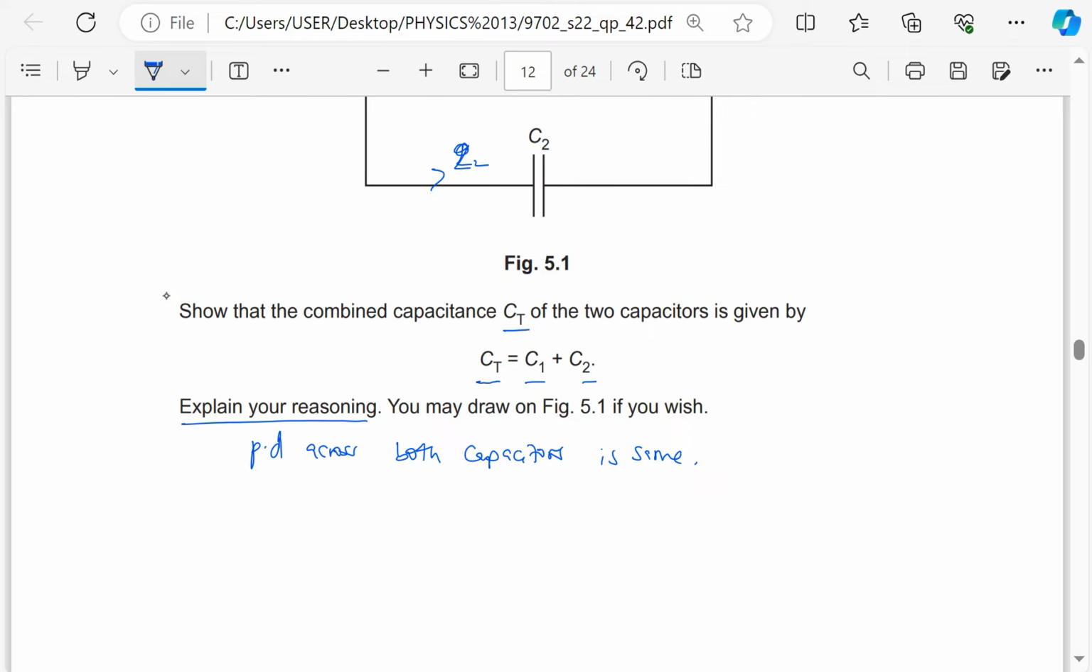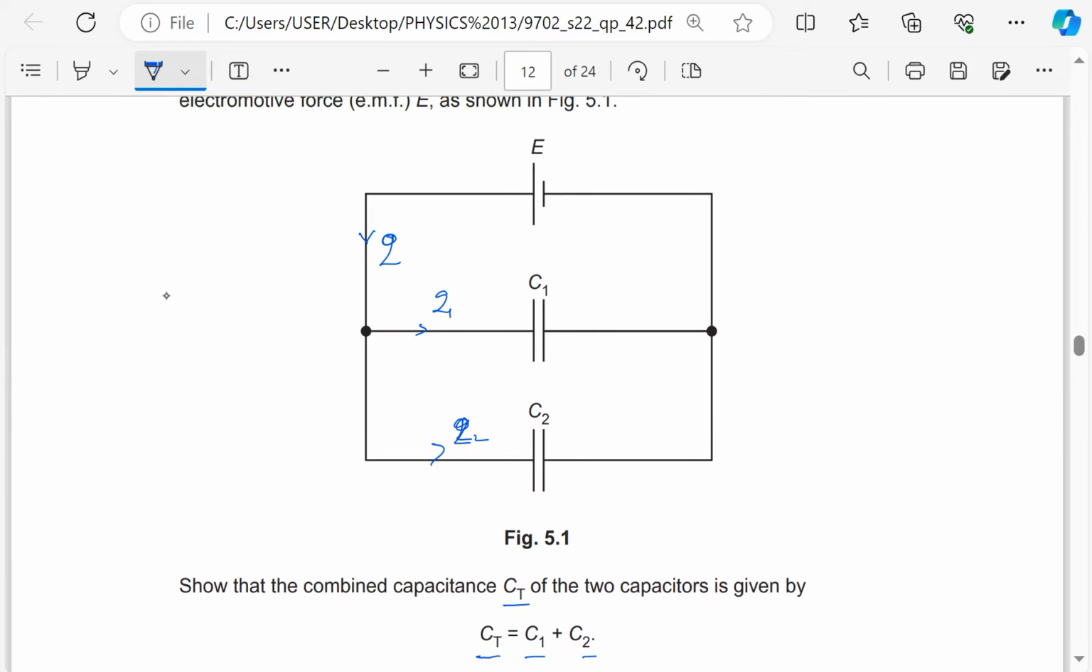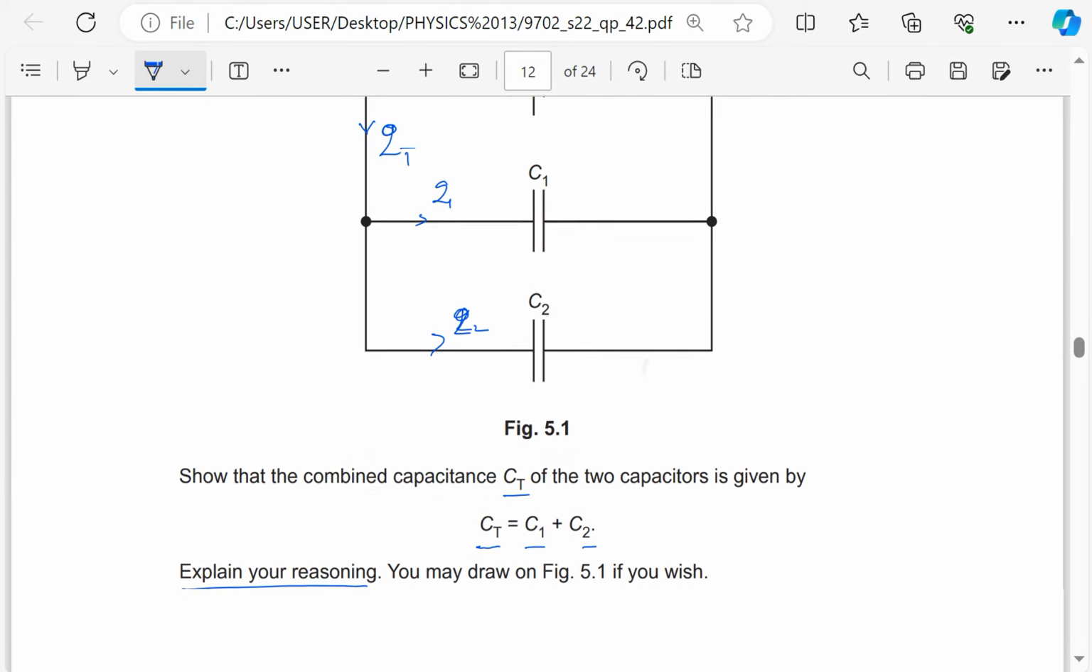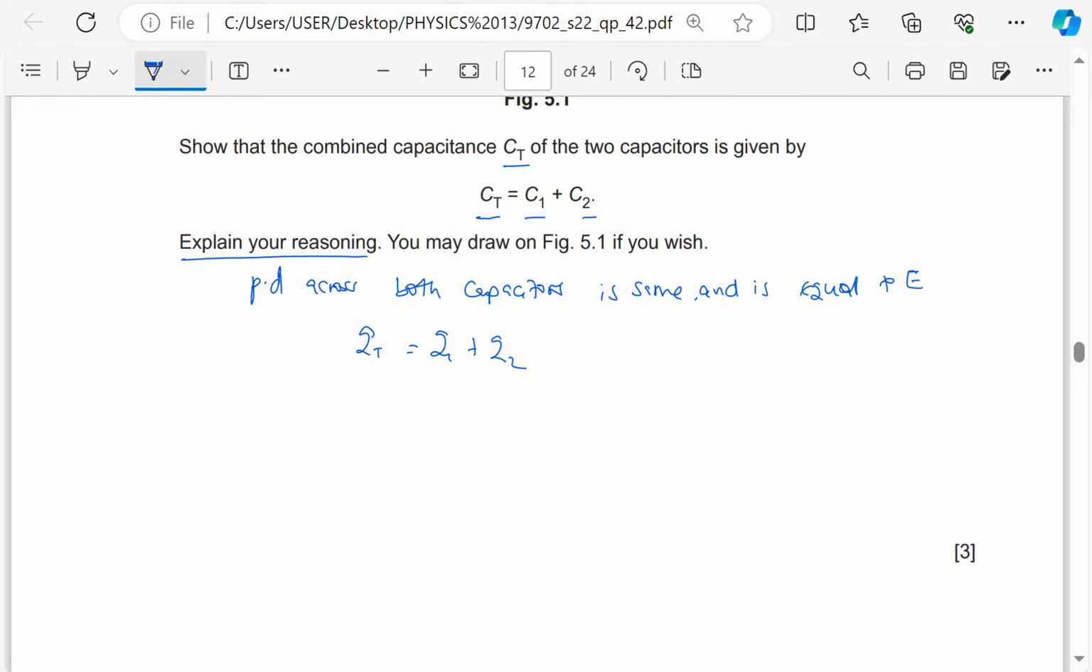The PD across both capacitor plates is the same and is equal to E, the EMF of the battery. And then the total charge, Q total, is equal to Q1 plus Q2. Let me call this one Q total. Okay? So the total charge is equal to Q1 plus Q2.